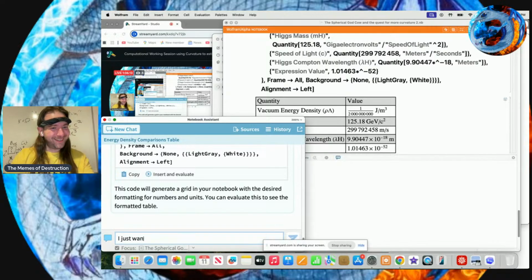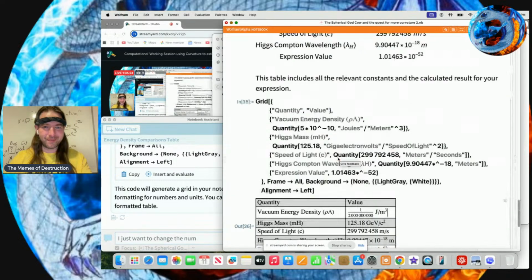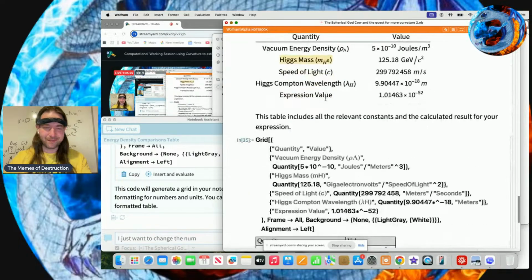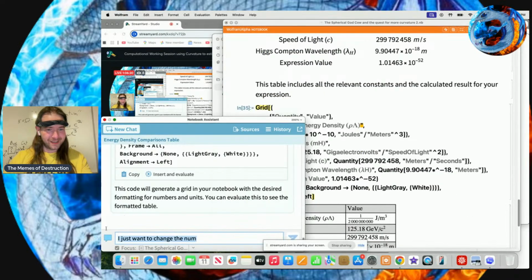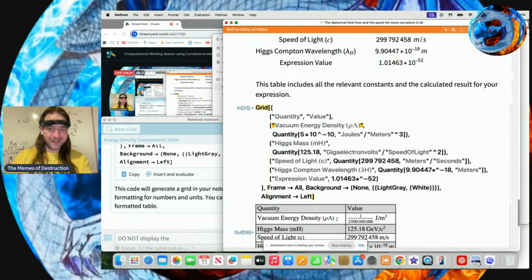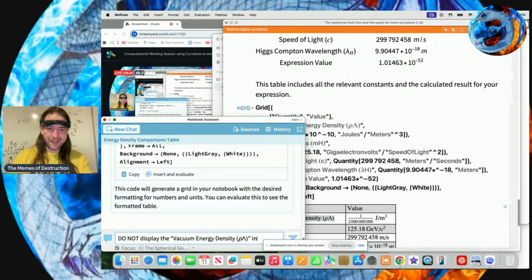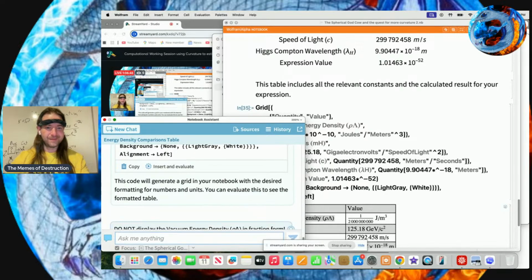I just want to change the... hold on, let's just put this in a thing. The value, do not display the value in fraction form. Okay.